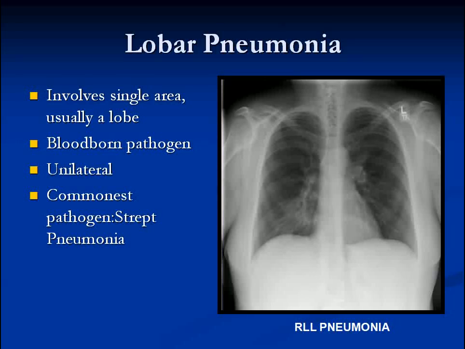Lobar pneumonias are usually caused by a blood-borne pathogen. And that pathogen goes to one area of the lung and spreads from there. It's almost always unilateral, and the commonest pathogen to cause a lobar pneumonia is strep pneumonia. Now, lobar pneumonias are an irritation of the lung parenchyma that is associated with an outpouring of fluid. And the reason we get airspace disease is not because of pus in the air spaces, but because of fluid. So lobar pneumonias tend to come on quickly, and when they leave, they resolve completely because most of the reaction is fluid in the air spaces.